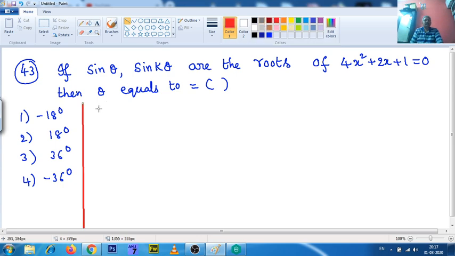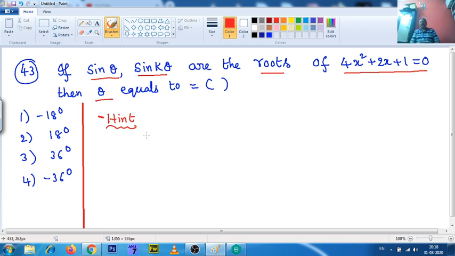So, now you see the hint. You see the hint. Okay. So, in the shortcut method actually second equation minus first equation you need to remember. So, now here sin theta sin k theta both are the roots of 4x square plus 2x plus 1 is equal to 0. Then we need to find out theta value.